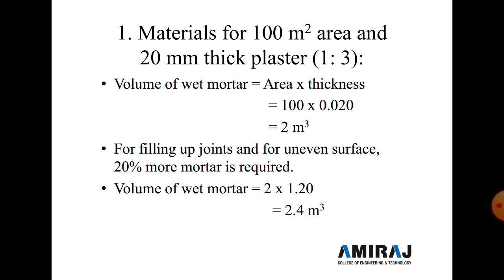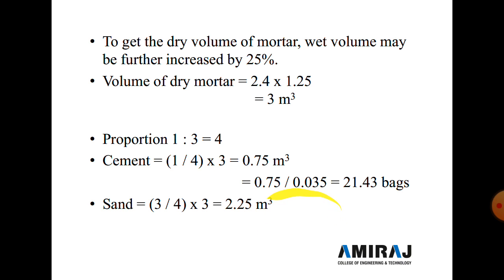Our ratio is changed, so the ratio is 1:3. So the volume of the wet mortar is equal to area into thickness. So area is already given here, 100 meter square area, and 20 mm thick, so 20 mm is converted into meter, so 0.20 meter. So 2 meter cube we got as the wet volume of mortar. So for filling of the joint and uneven surface, 20% more mortar is required. So we multiply 2 by 1.20, so we got the answer 2.4 meter cube.